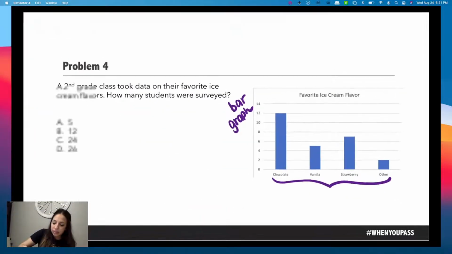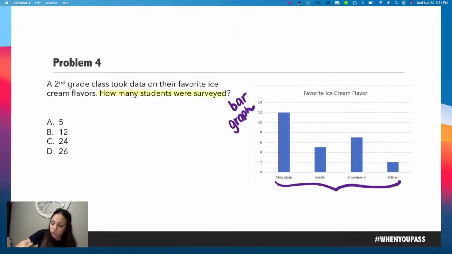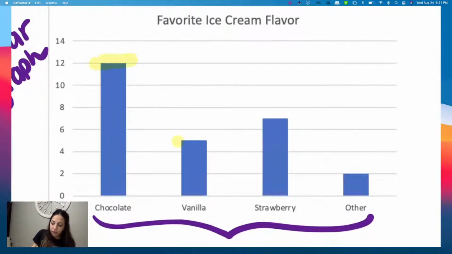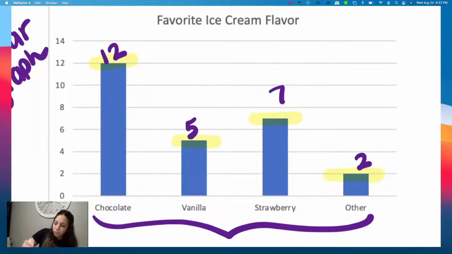They asked us how many students were surveyed. Well, if 12 people like chocolate, 5 people like vanilla, seven people like strawberry, and 2 people like another flavor, how do I figure out how many people are surveyed? I'm just going to take those values and add them together. Now, how do I know that that's 5 and 7? Because this is exactly equal between the 6 and the 4. And this is exactly equal between the 8 and the 6.